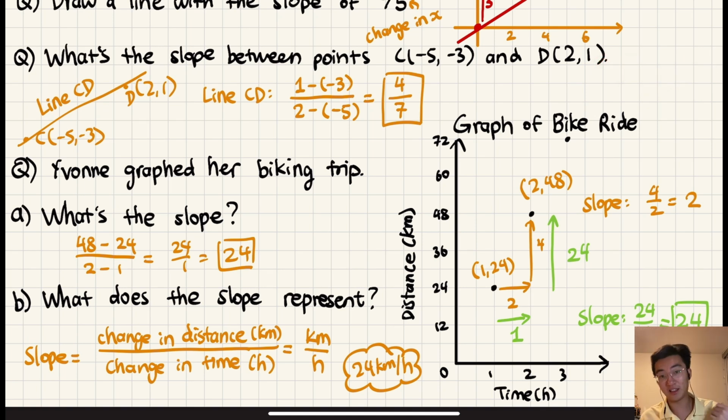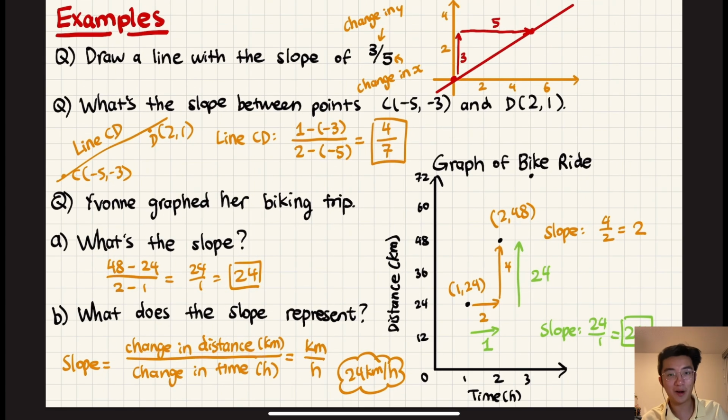So in this case, the slope is just telling us kilometers over an hour. So in general, the slope just tells us the y value over the x value. When you look at the measurements, you can figure out what it's actually telling us.